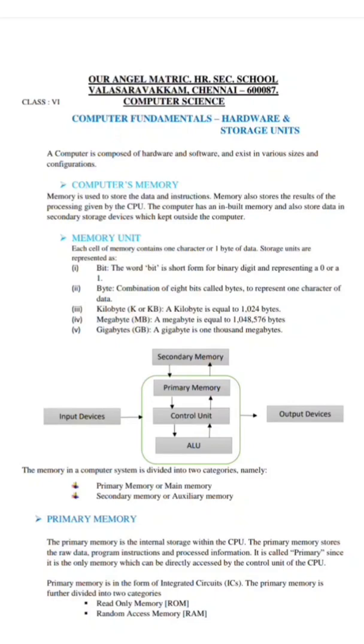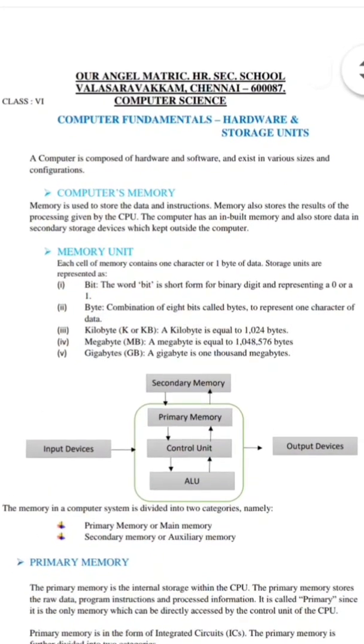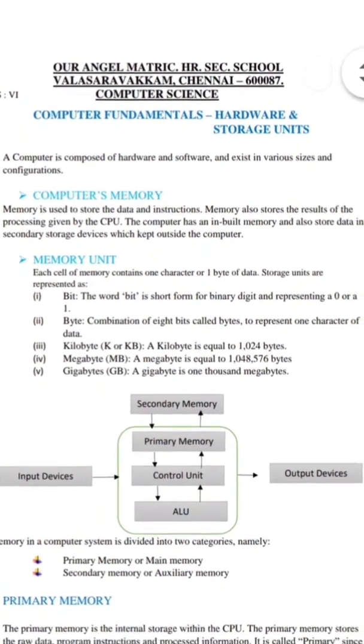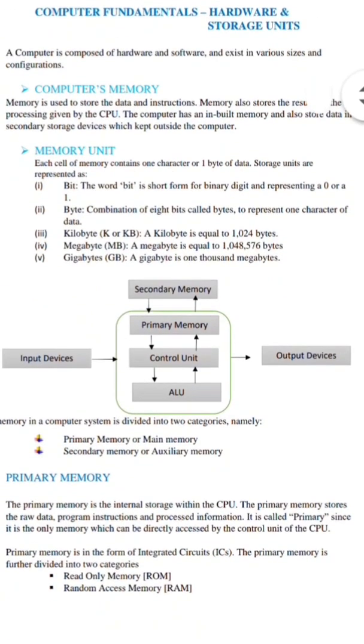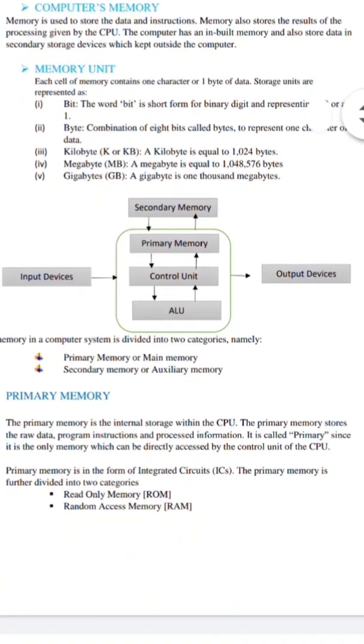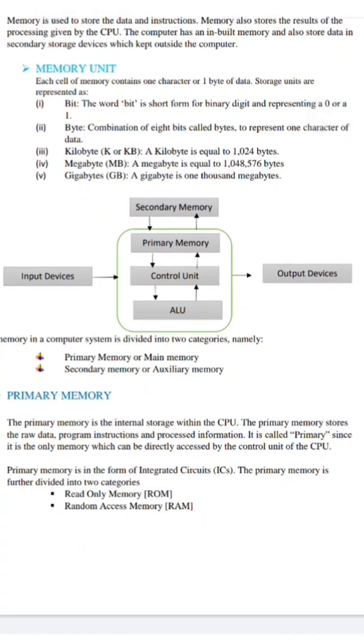You all know very well, a computer is an electronic device that stores, retrieves and processes data and can be programmed with instructions. A computer is a combination of both hardware and software. It can exist in a variety of sizes and configurations. What do you mean by configuration? Configuration means the storage capacity, RAM capacity, memory capacity; these all come under configurations.